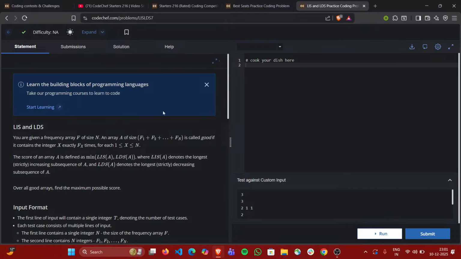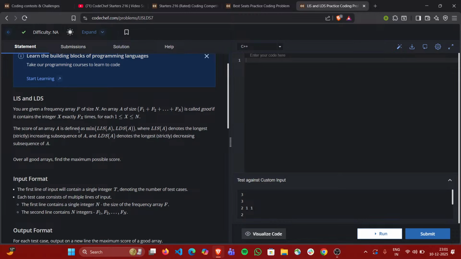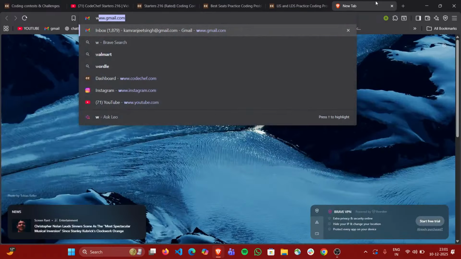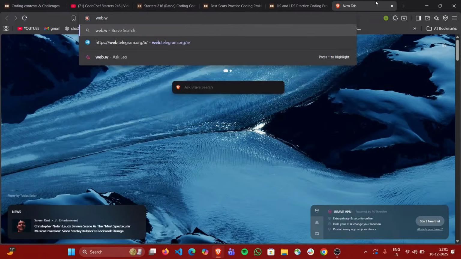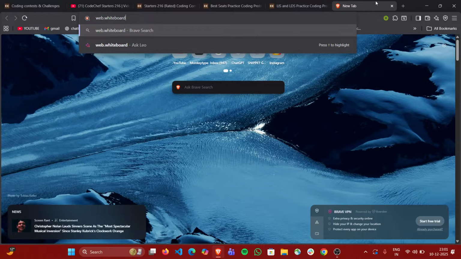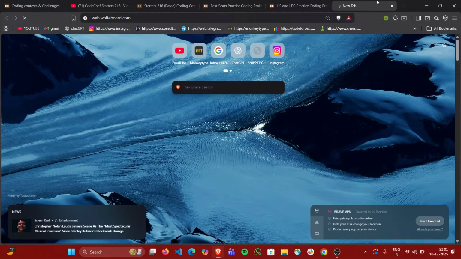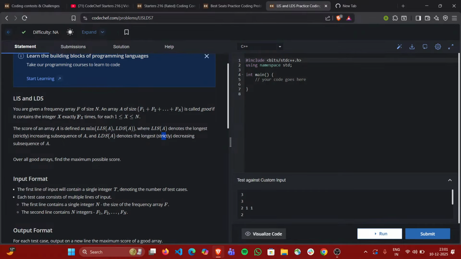Yeah, this is the second problem over here. This is LIS and LDS. LIS here is the longest increasing subsequence, and LDS here is the longest decreasing subsequence. And in this question, they have given strictly increasing and strictly decreasing. Okay, so let me open the whiteboard for this question. Till then, we will read the question carefully.